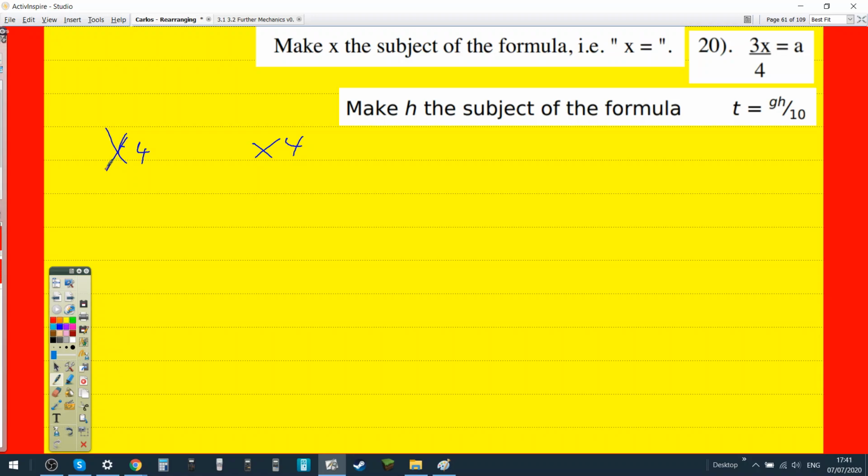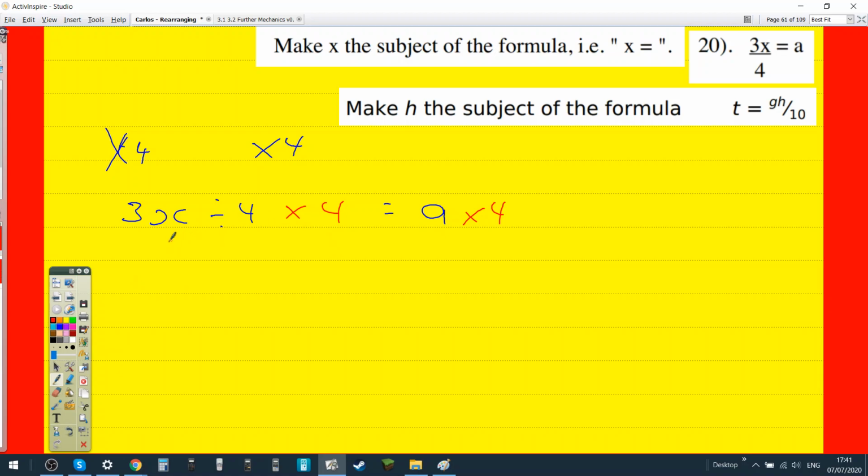So what do you get after you times both sides by 4? Times both sides by 4, you get for the denominator 16. No, 3x over 4 is the same as divided by 4. And if you times both sides by 4, that's what you get.